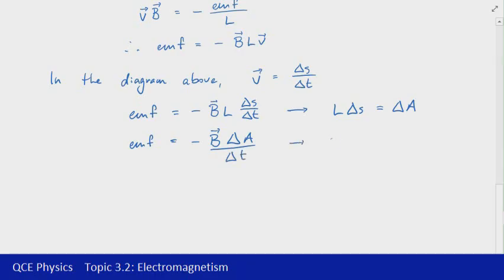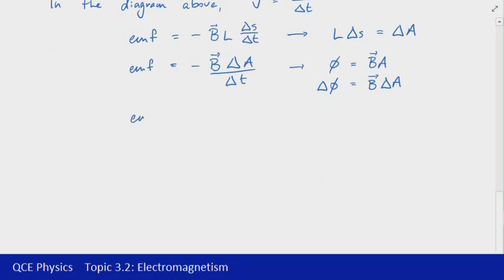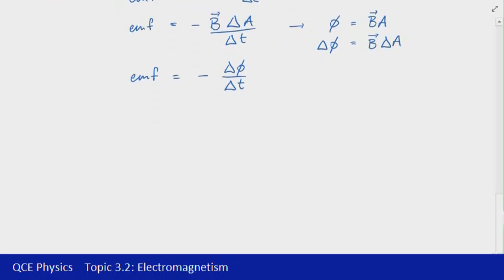Remember that flux is equal to B times A, and considering here that we have B being multiplied by delta A, we can therefore say that we're looking at a change in flux given by B multiplied by delta A. So to make that substitution, we come to the next step, being that EMF is equal to negative delta phi on delta T. So notice here that we now have a rate of change of flux. So we're looking at what happens with the flux, how it's changing, in order to determine what the EMF is.